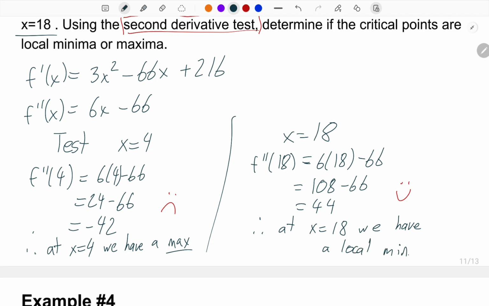Okay, and there we go. So that's how we use the second derivative test to check if something is a local minimum or a local maximum.